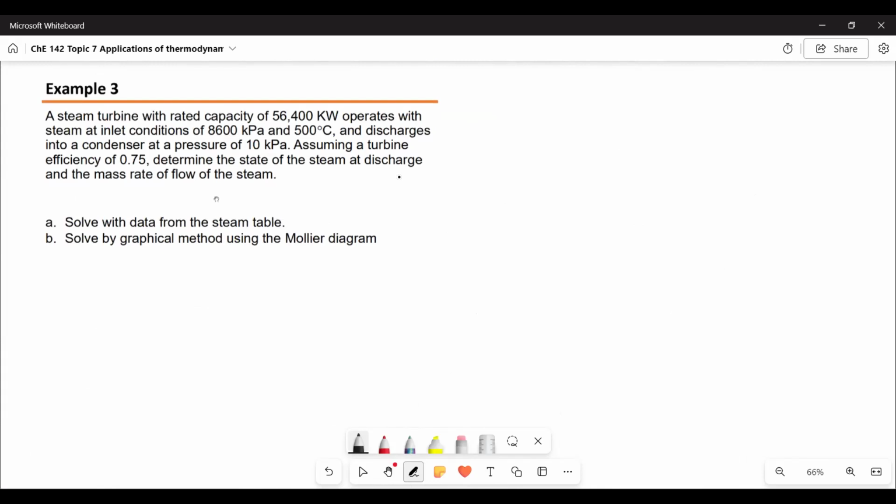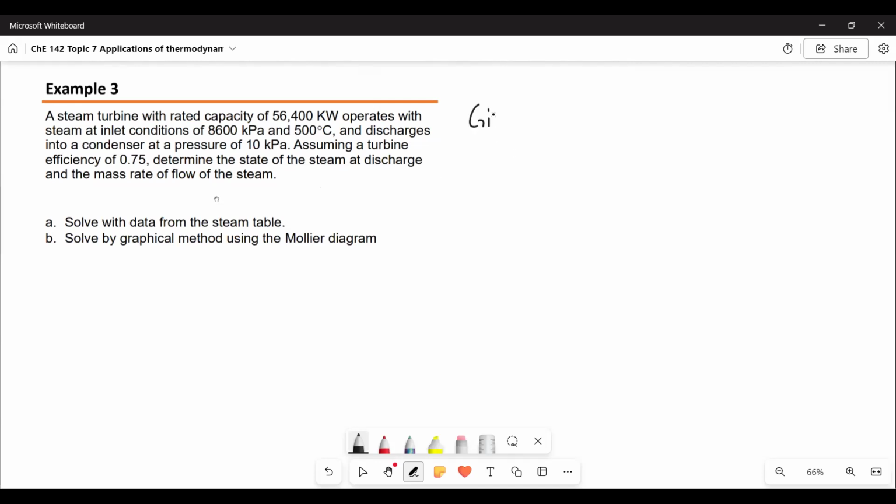For example 3, a steam turbine with rated capacity of 56,400 kilowatts operates with a steam at inlet conditions of 8,600 kilopascal and 500 degrees Celsius, and discharges into a condenser at a pressure of 10 kilopascals. Assuming a turbine efficiency of 0.75, determine the state of the steam at discharge and the mass flow rate of the steam, using two approaches: one using the steam table and then using the Mollier diagram graphically.